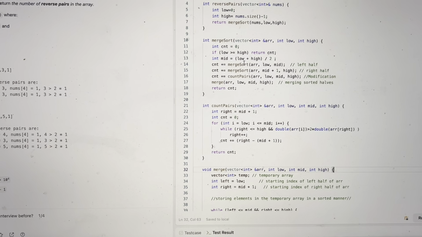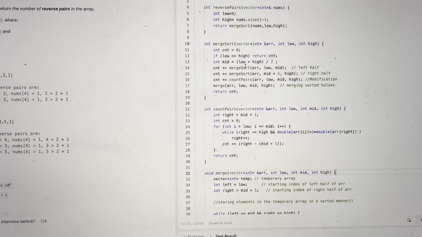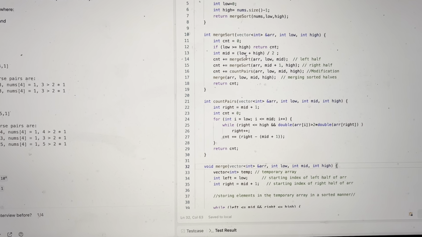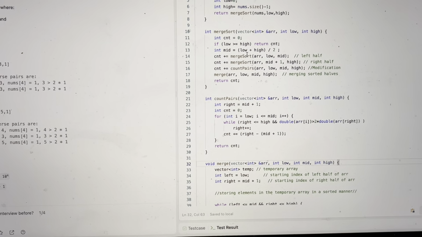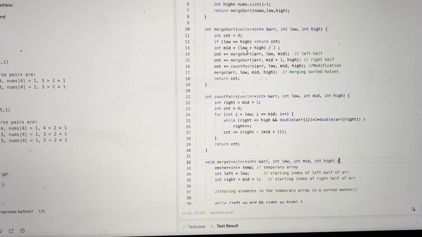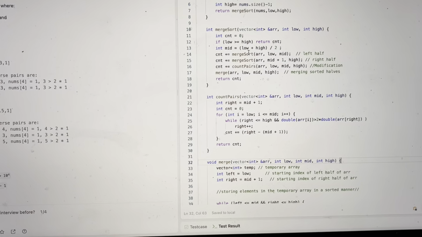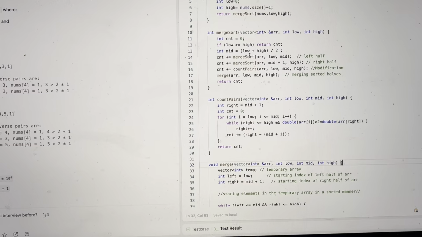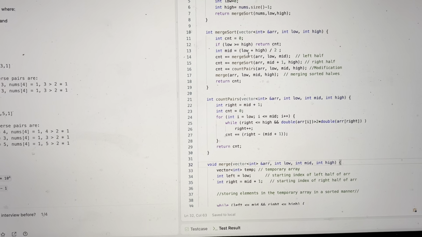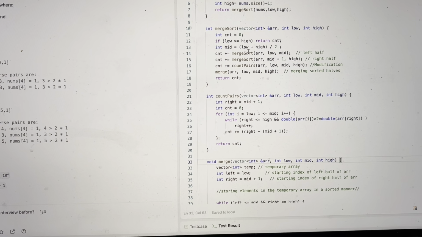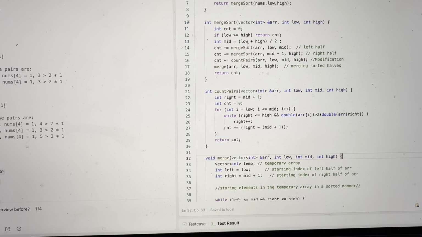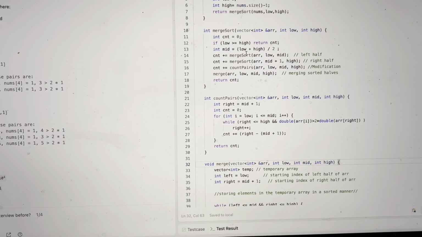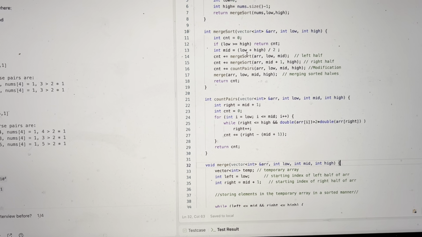Here we pass the array, the low, mid and high values. This count pair function contains both the arrays, and we will compare both the values. From low to mid there will be one array, and from mid plus 1 to high there will be the other set of numbers, and we'll be comparing both sets. Here we compare until right is less than or equal to high, with i from low to i less than or equal to mid.